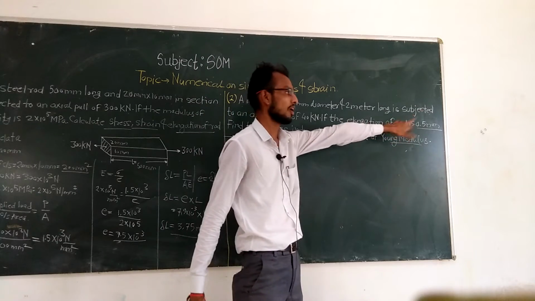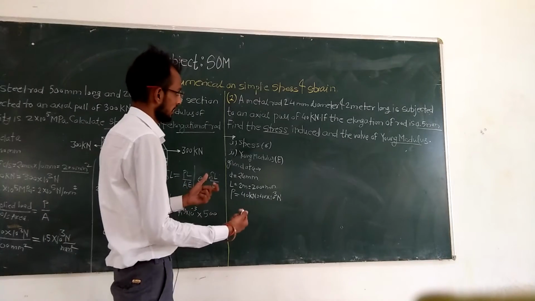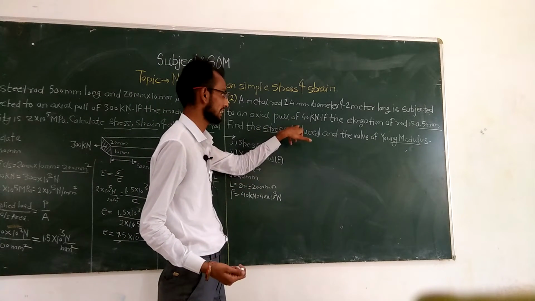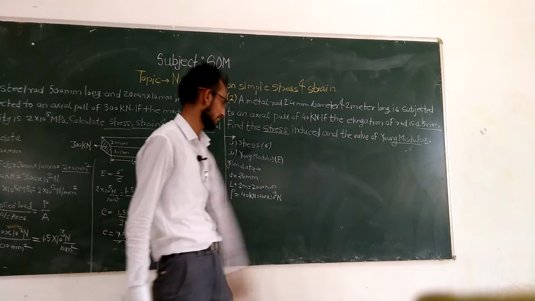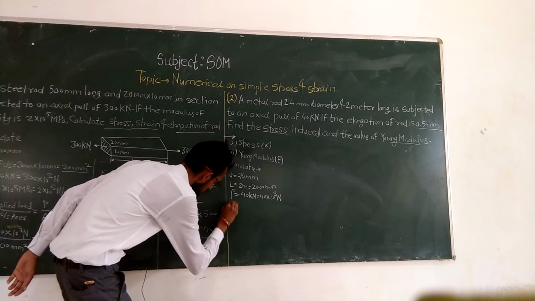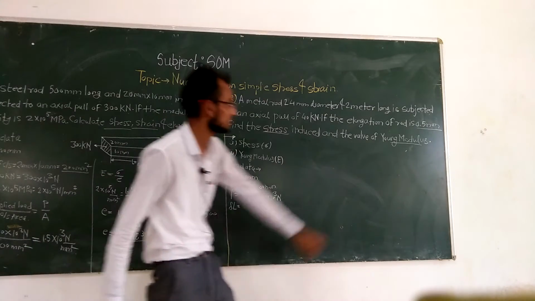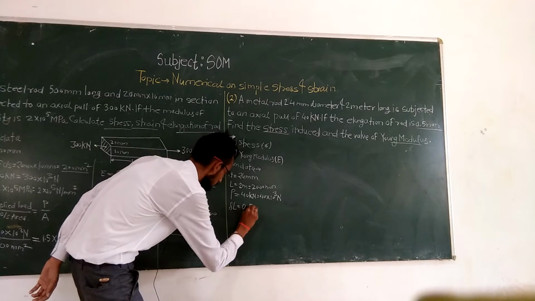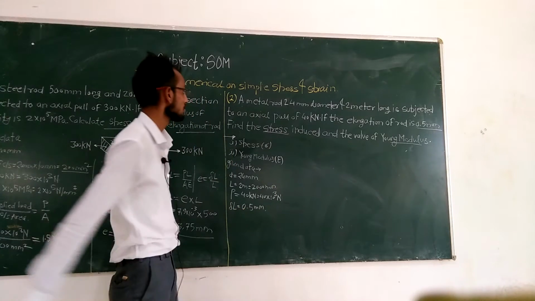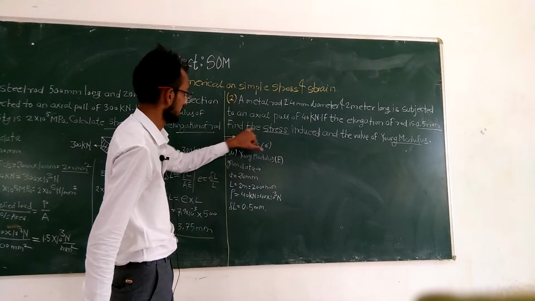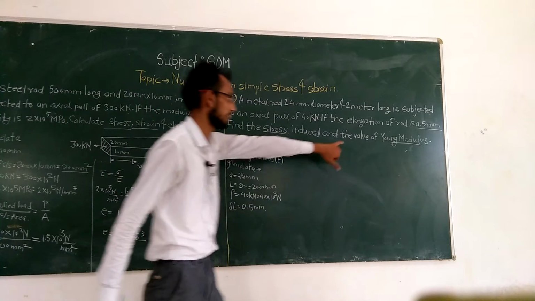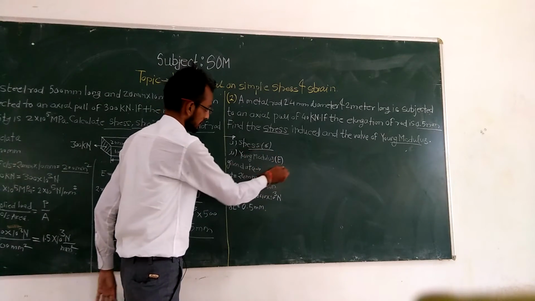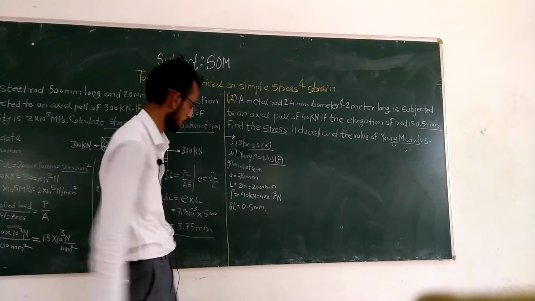The elongation of the rod: since the axial load is applied, axial deformation takes place. So the change in length, delta L, is equal to 0.5 mm. Then we have to find the stress induced and the Young modulus.